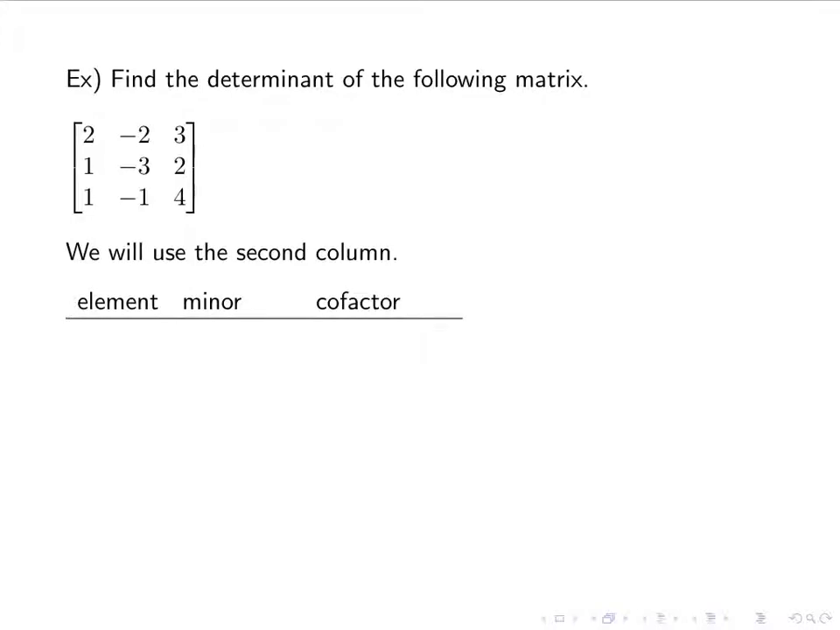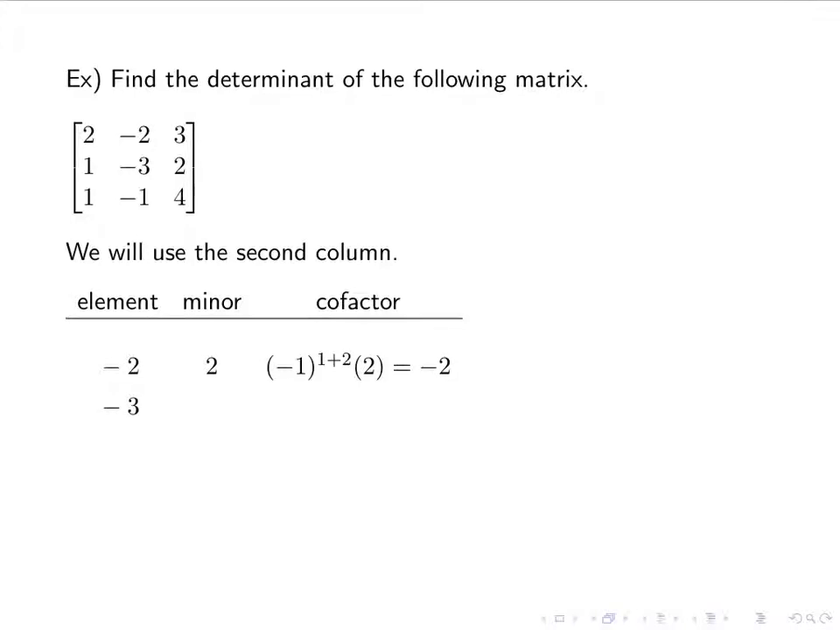Again, we'll make a little table. The first element in the second column is negative 2. So when I delete the row and delete the column, I'm left with 1, 2, 1, 4. The minor of that is 4 minus 2, which is 2. The cofactor, negative 2 is in the first row, second column, so it's going to be negative 1 to the 1 plus 2 times the minor of 2, which is negative 2.